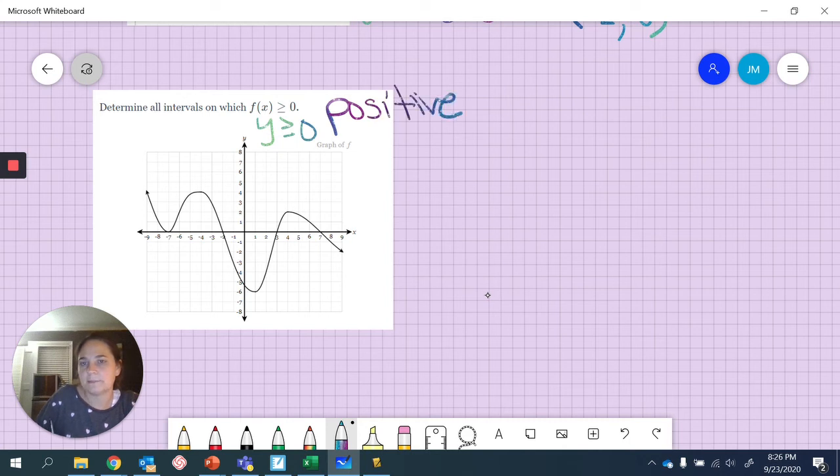So the positive intervals are everything above the x-axis, so this entire section. So I would write this one as negative infinity, and it's negative infinity because this arrow is indicating this is going to continue on. So it's always going to be positive. So negative infinity all the way to -2.